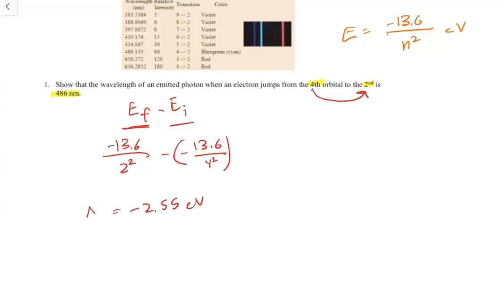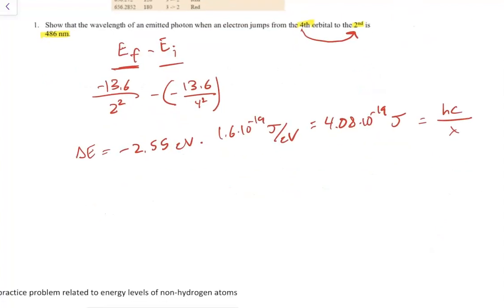But this is our change in energy, and I know that's going to be hc over lambda. But we have a problem here, that we're in electron volts. So first we need to convert that. We know that 1 electron volt is 1.6 times 10 to the negative 19th joules. And that gives me a value of 4.08 times 10 to the negative 19th joules. Right, and this is equal to hc over lambda, where since h is in joules, we can do this.